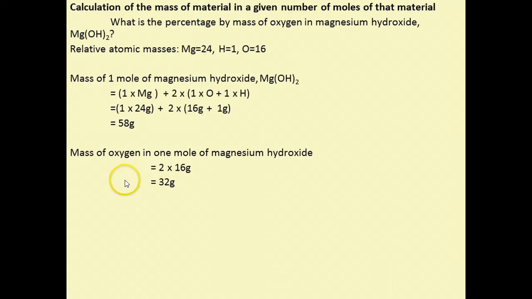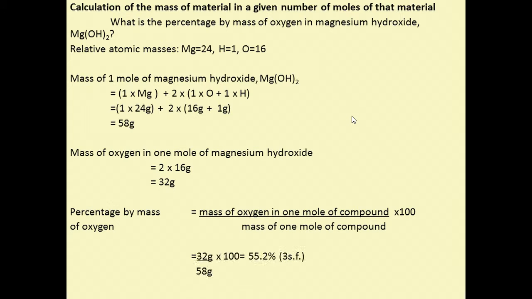What is the percentage mass of oxygen in 1 mole of magnesium hydroxide? So it will be 32 grams divided by 58 grams times by 100 to convert it to a percentage. And we find it consists of 55.2% oxygen by mass to 3 significant figures.